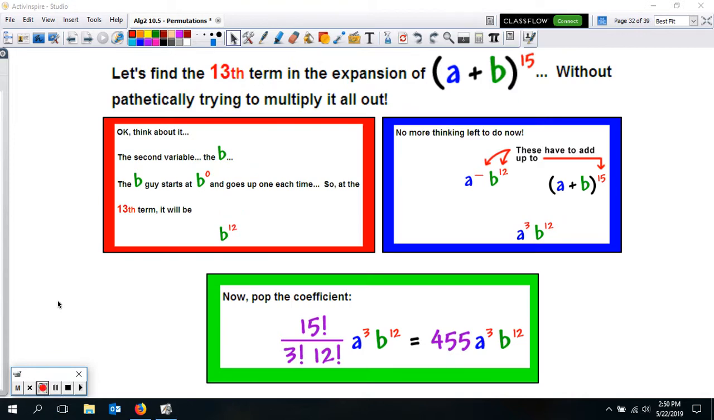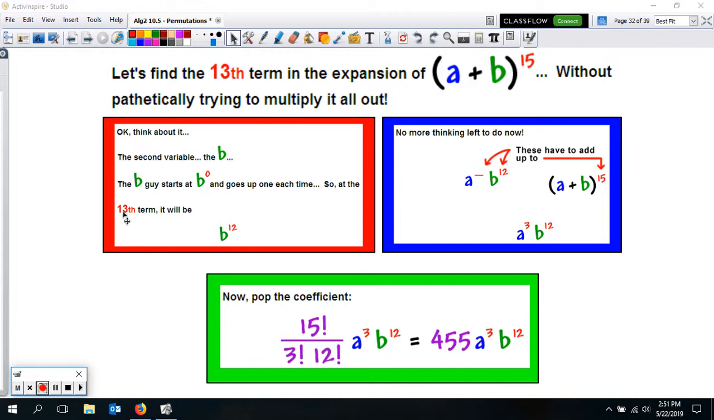Okay, so here's a quick example of what I'm talking about. It says you want to find the 13th term of an expansion, like a plus b to the 15th power. So without doing everything we just did, we can actually just generate that one term. So here's what we can do. We can start off by looking at, let's think about it, the second variable, the b. It would be b to the 0, goes up 1 each time. So it starts off with b to the 0.